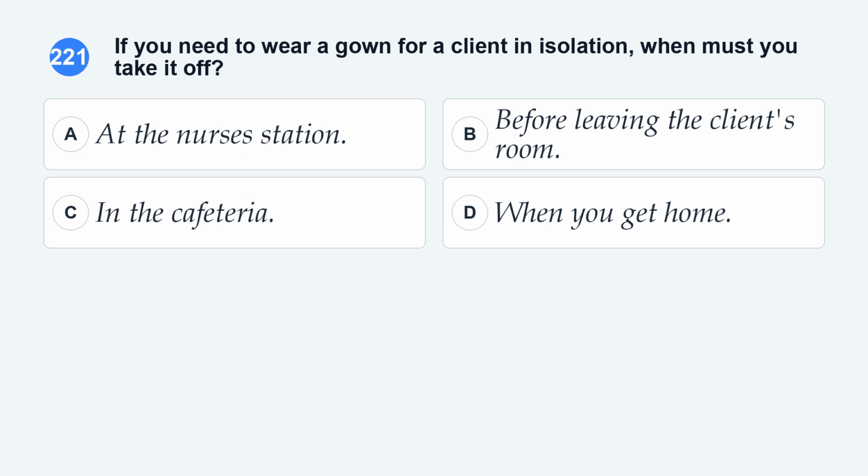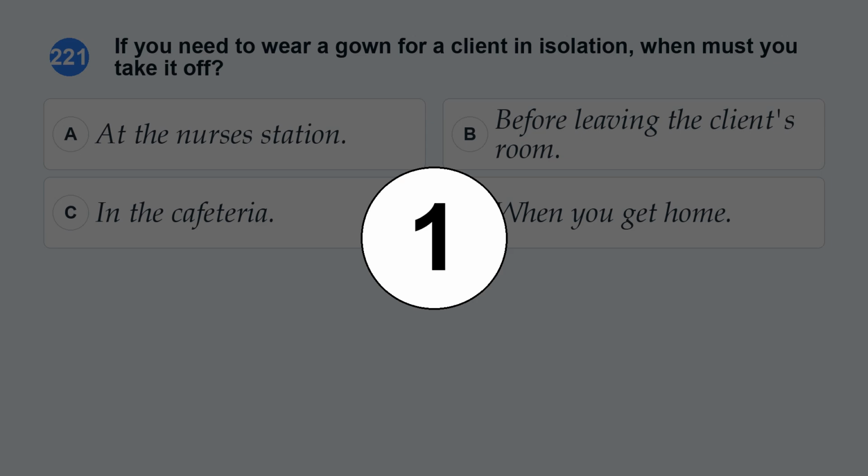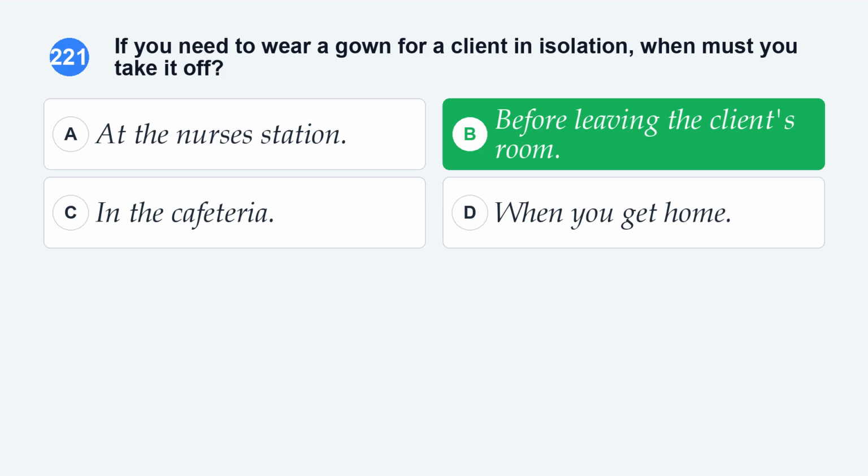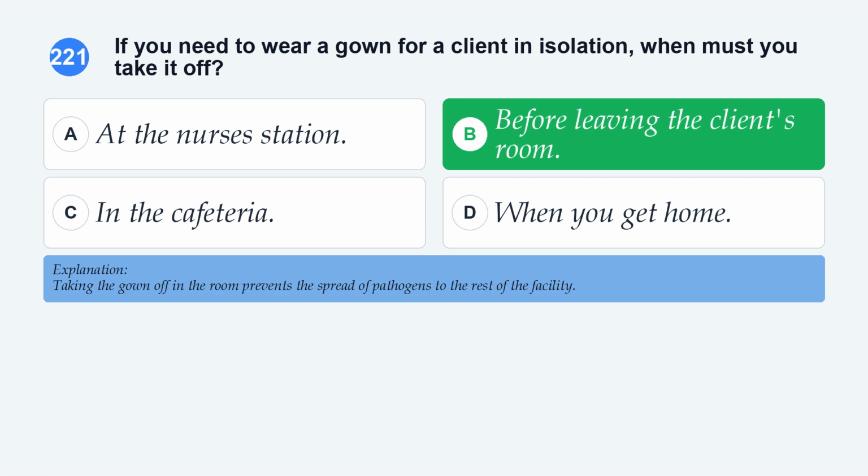Option B, before leaving the client's room. Option C, in the cafeteria. Option D, when you get home. The correct answer is option B, before leaving the client's room. Explanation. Taking the gown off in the room prevents the spread of pathogens to the rest of the facility.